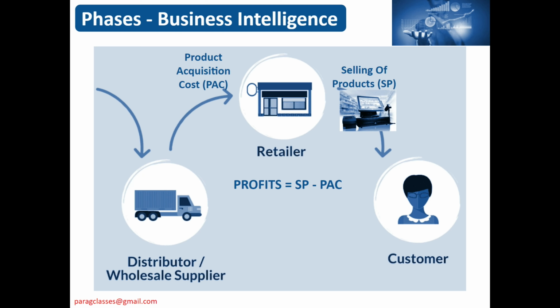A retailer gets the product from the distributor by paying the cost of the product acquisition and then sells the same to the end customer. The difference between the cost of acquisition of the product and the selling price of the product will determine the profits. Product acquisition cost includes the cost price of the product along with all the operational costs, for example, costs related to the transportation, storing of the product, display on the aisle, and any cost related to promotions.